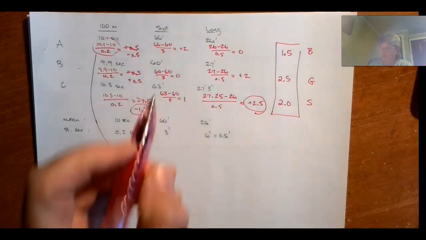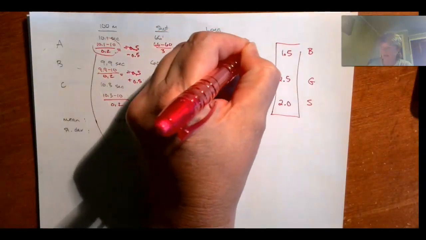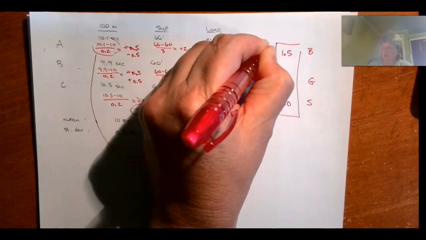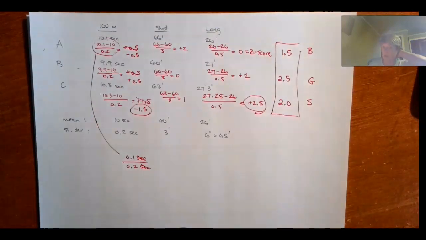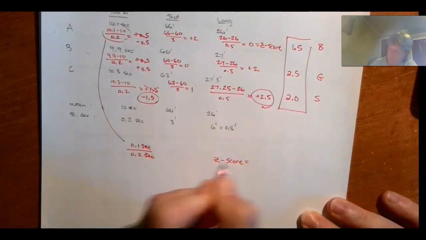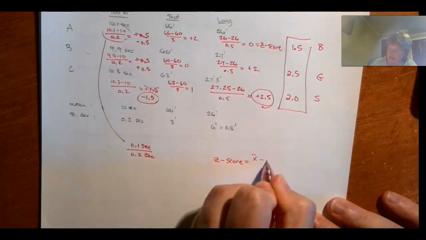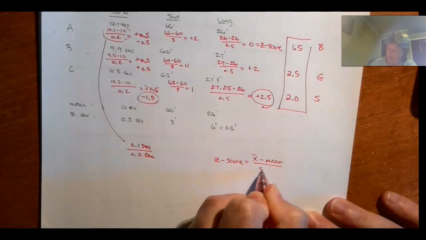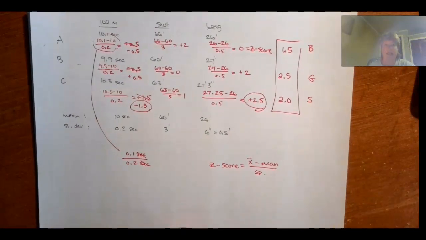What these things are called, and you may have heard this, is that each of these is known as a z-score. And a z-score is something we're going to use a lot. It gives us an idea of where an individual stands relative to everybody else. The formula for a z-score is the value minus the mean, divided by the standard deviation. What it's really getting for you is how many standard deviations above or below average that individual is.